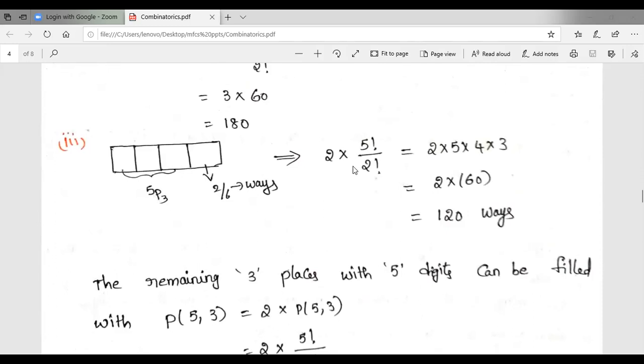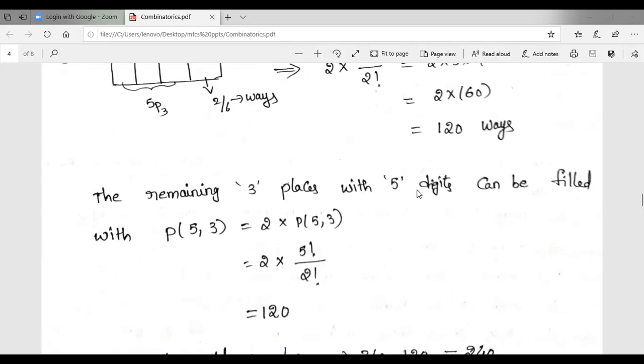So that is equal to 2 into P of 5 comma 3, which is 2 into 5 factorial by 2 factorial. 5 factorial means 5 into 4 into 3 into 2 factorial. 2 factorial cancels. 5 fours are 20, 20 threes are 60. So 60 into 2 is 120. So in the 360 four-digit numbers, 120 numbers are even numbers.